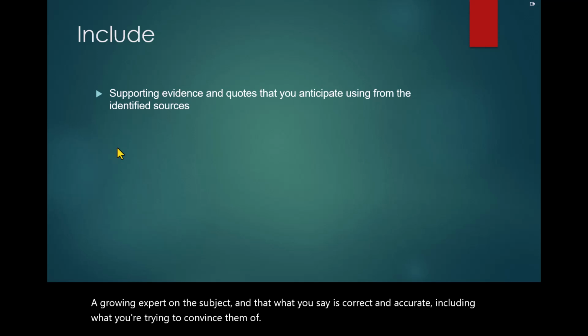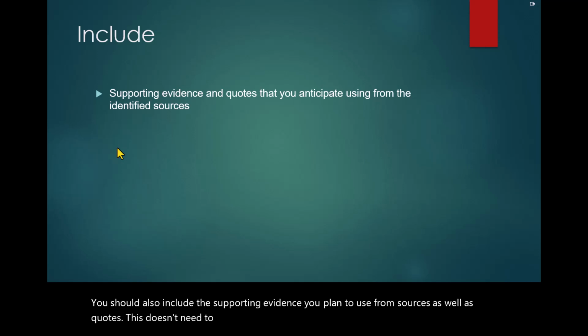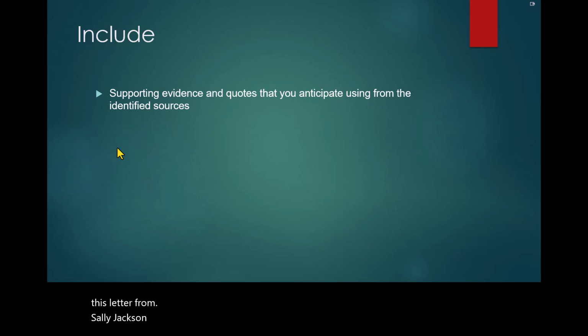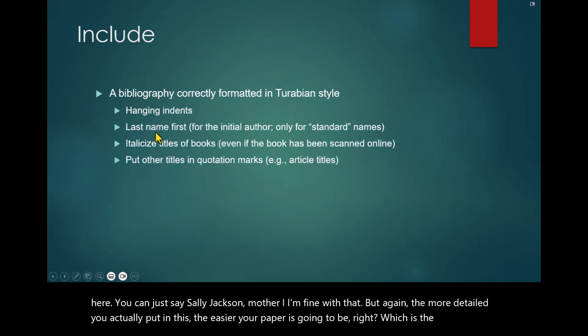You should also include the supporting evidence you plan to use from sources, as well as quotes. This doesn't need to be necessarily extensive. I'm fine if you say, oh, I found this letter from Sally Jackson, and Sally Jackson talked about blah, blah, blah, and so I'm going to use this letter here. And you can just say Sally Jackson letter. I'm fine with that. But again, the more detail you actually put in this, the easier your paper is going to be to write, which is the reason I think they're making you do this.